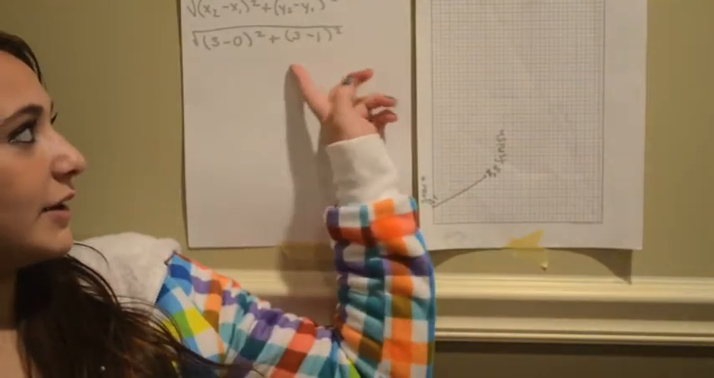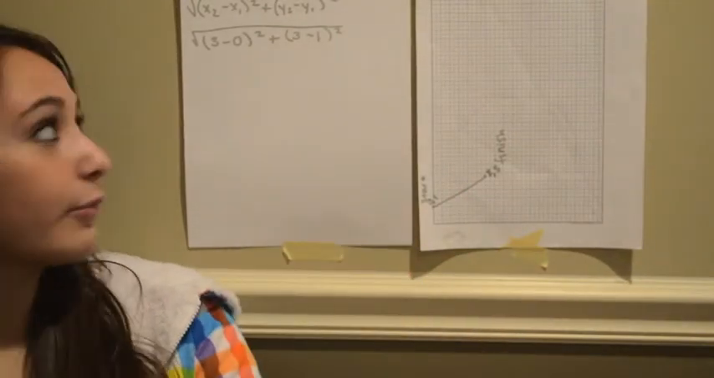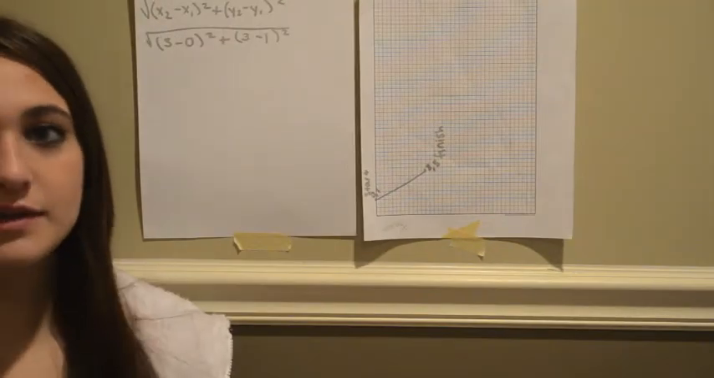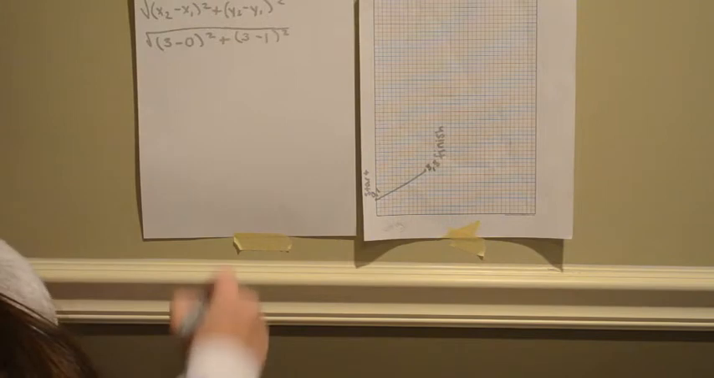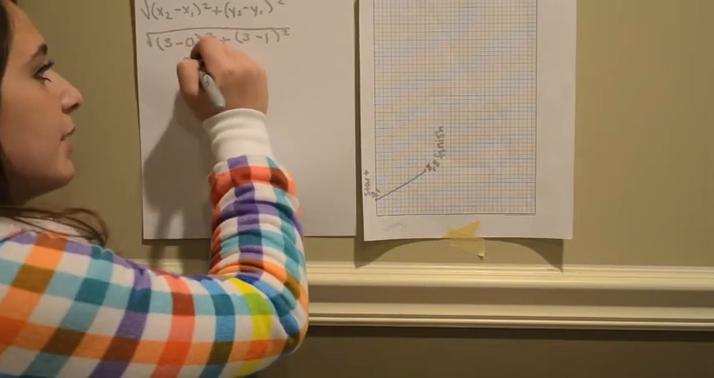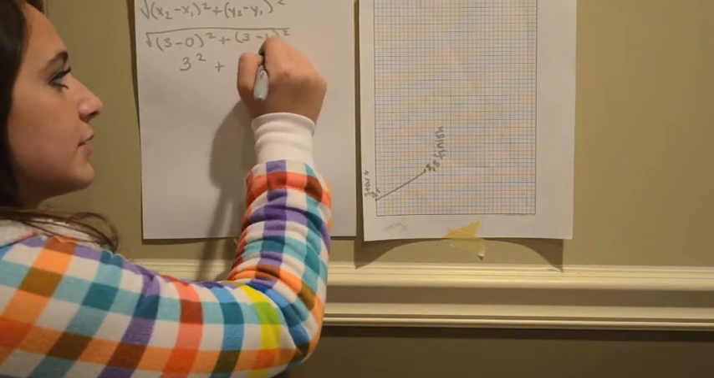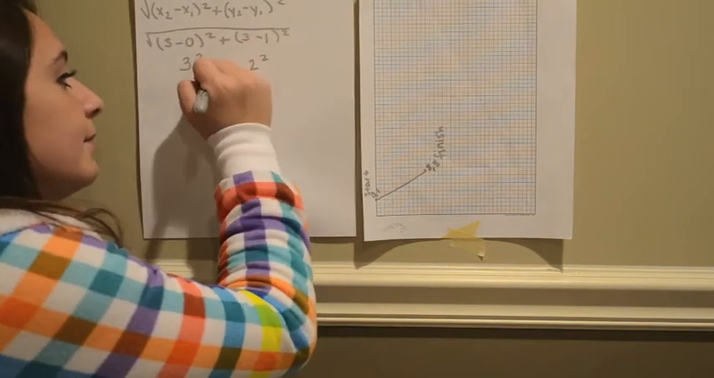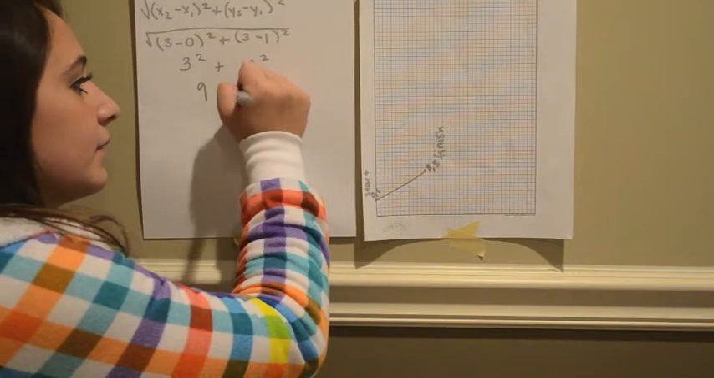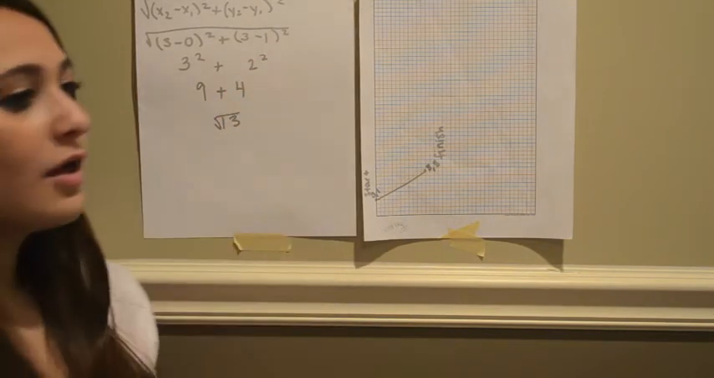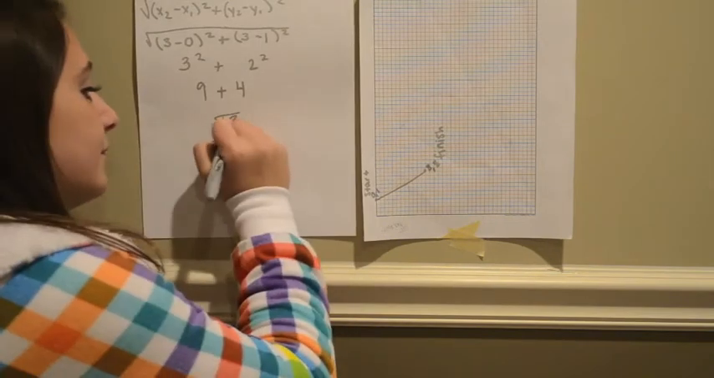So then we have the final formula, which is the square root of (3 minus 0) squared plus (3 minus 1) squared. To solve this equation, first you're going to do what's in the parentheses. 3 minus 0 is 3, and then put the squared, plus 3 minus 1 is 2, and then put the squared. 3 squared is 9, and 2 squared is 4. 9 plus 4 is 13. The square root of 13 is 3.6.